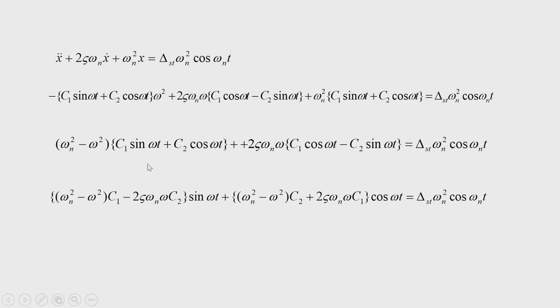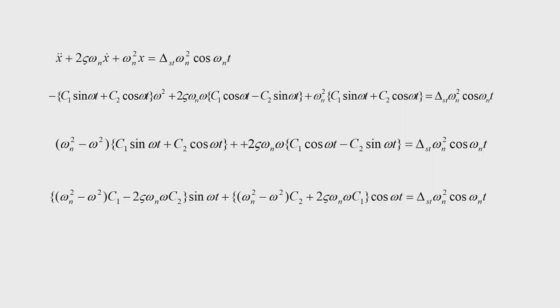We are interested to find the coefficient of this sine and cosine, because our left hand side, that is forcing function, is cosine function. So, we will equate the coefficient of like terms from both sides, and this will lead to the formation of two simultaneous algebraic equations, which need to be solved to find out the unknown C 1 and C 2. Now, after manipulating this, we are writing that omega n square minus omega square C 1 minus twice j omega n omega C 2 sin omega t.